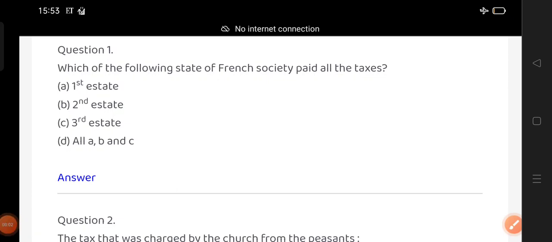Good afternoon, you all. Today we will start this session once again, and this is the continuation of chapter 1 history, that is the French Revolution.